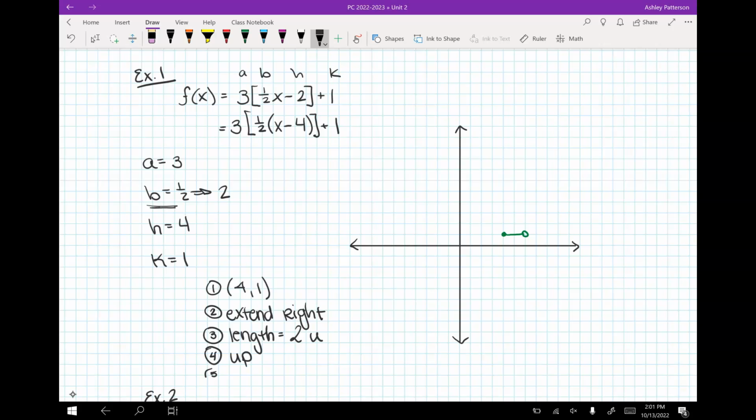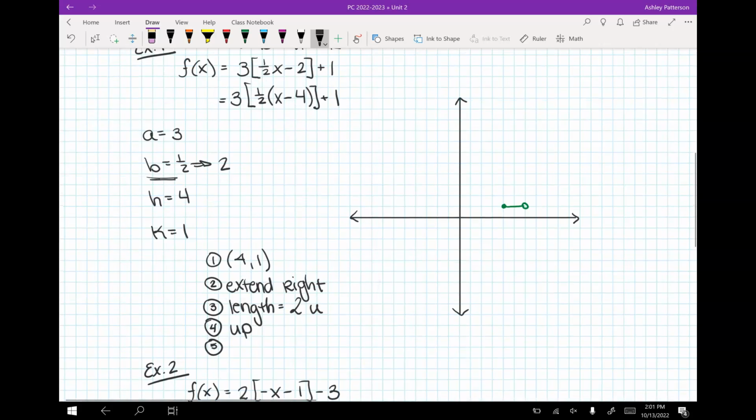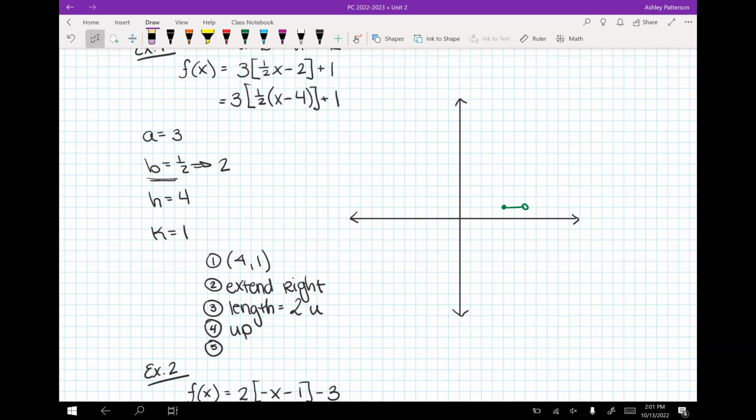The fifth thing that we need to do is figure out how high up our steps are going. That's going to be our vertical stretch or compression, so we are going to have a distance between the steps of 3 units. I'm going to go from my open circle up, 1, 2, 3. I'm going to extend out 2, open circle up, 1, 2, 3, closed circle, extend out 2, open circle.